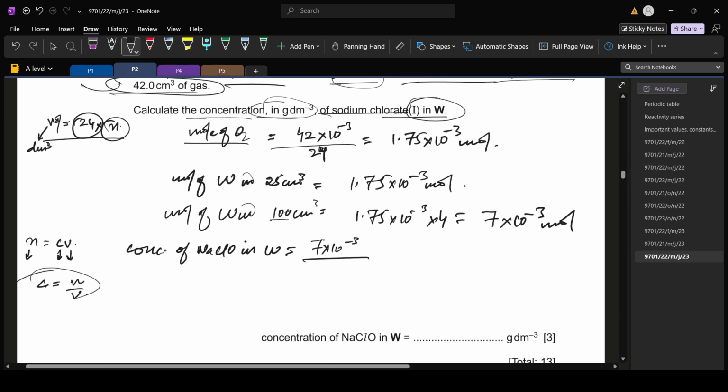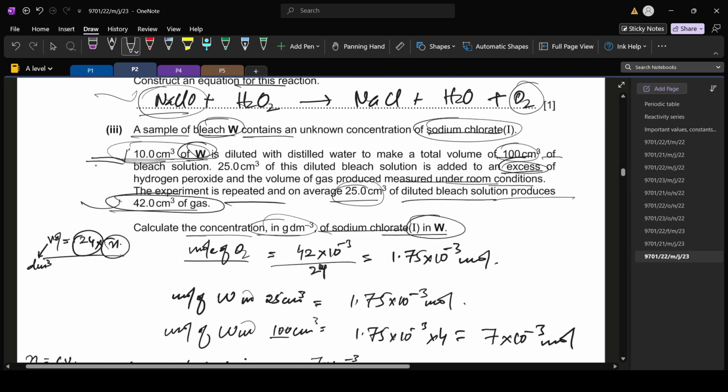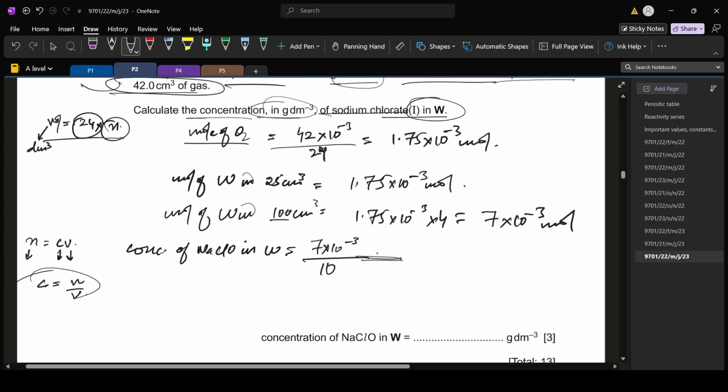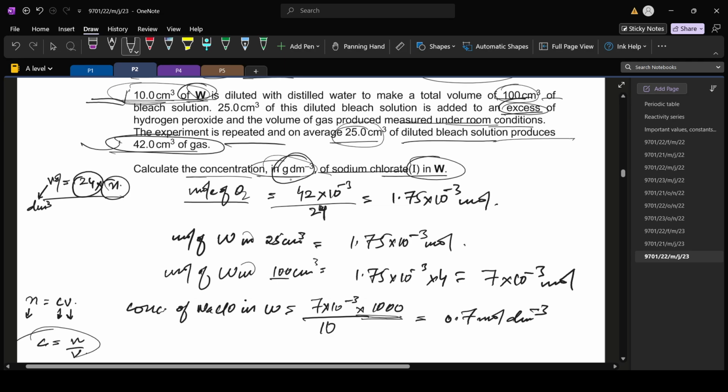But this 10 is in cm cube, so you have to convert it into dm cube. You will multiply by 1000 here, or you can say this 10 to the power minus 3 will be multiplied in the denominator. So you will get the concentration in mole per dm cube, which is actually 0.7 mole per dm cube. But I told you that the concentration should be in gram per dm cube.